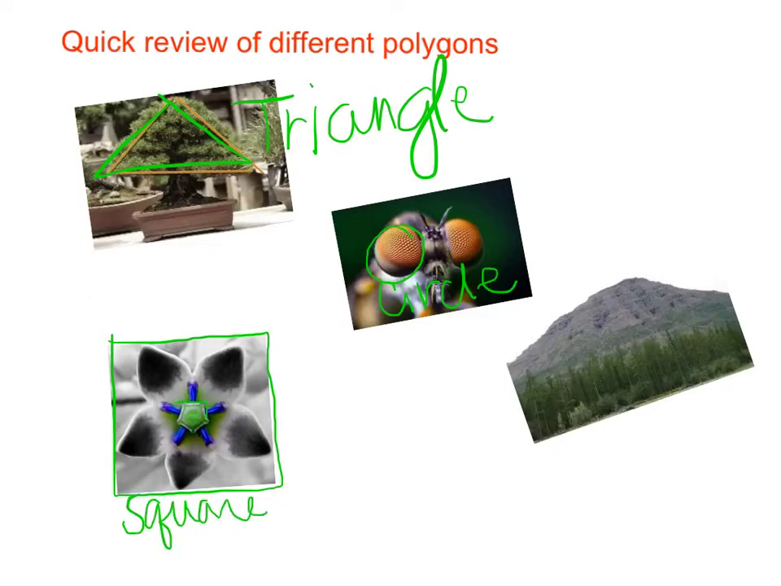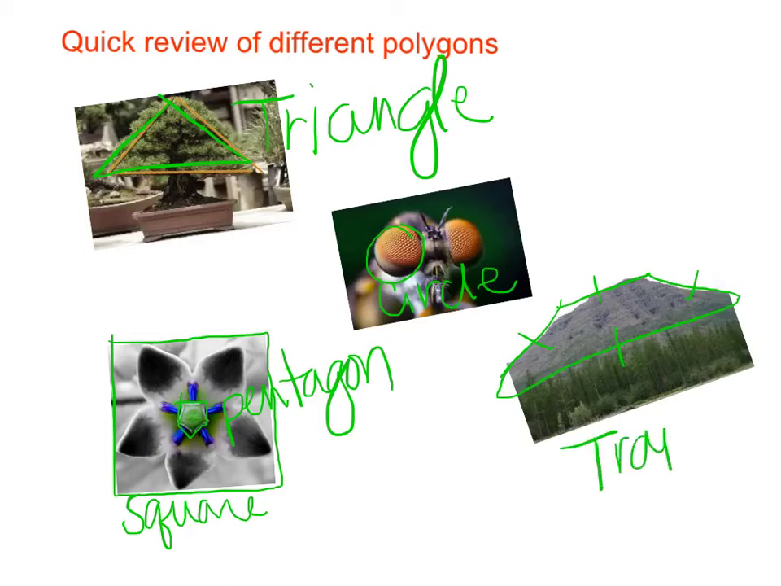We have the inside of the flower with 5 sides, which is a pentagon. We have this 4-sided shape of the mountain, 2 equal sides, and then the other 2 sides that are parallel to each other are different lengths. That's a trapezoid.